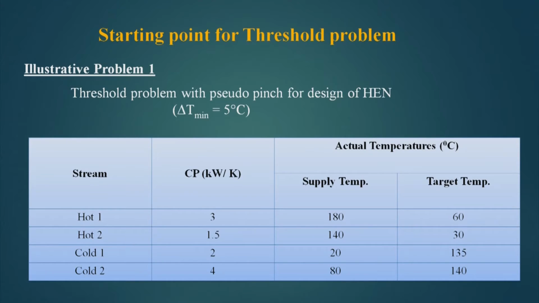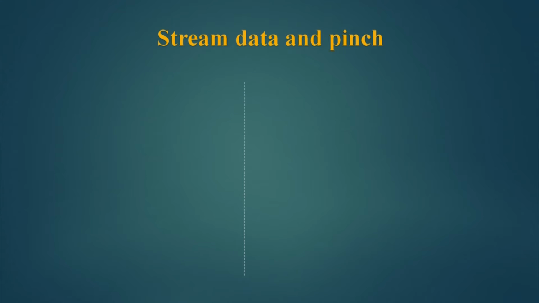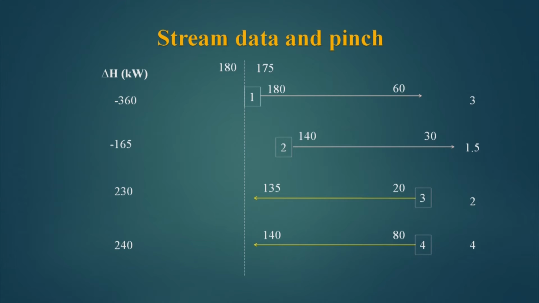So, we take this problem where there are two hot streams and two cold streams. Their Cp, supply temperature and target temperatures are given and delta T minimum is taken to be 5 degree centigrade. Now, if we plot the stream data here, this vertical line shows process pinch. We saw all the streams are on one side and here there is no stream.